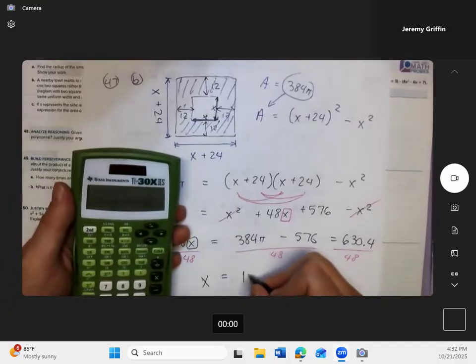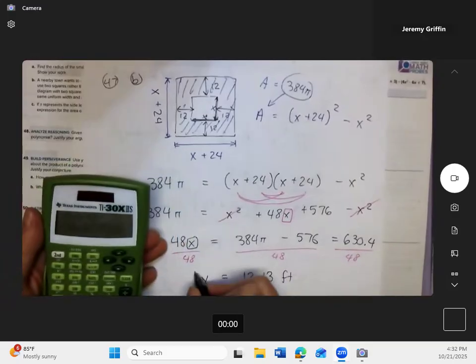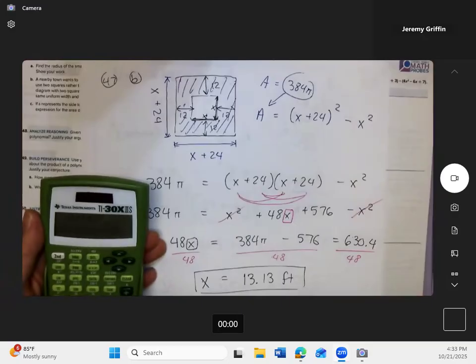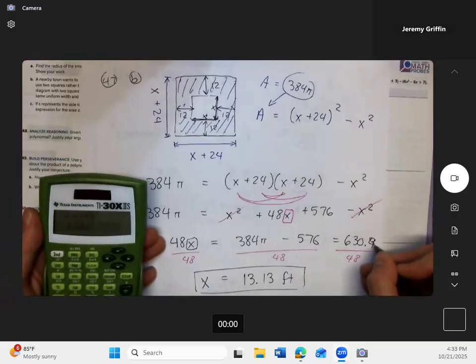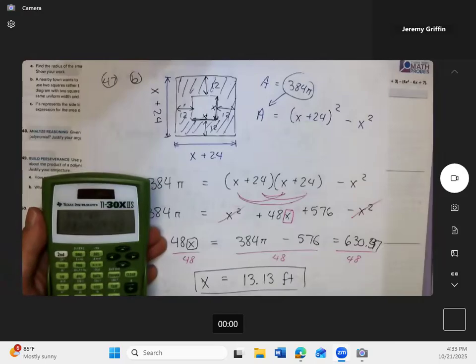I'm looking at 13.13. That's feet. There you go. I said the nearest hundredth. This side here, I multiplied by 48 back then. This is actually like 37 right here. That doesn't really change anything, because still, yeah, that's it.